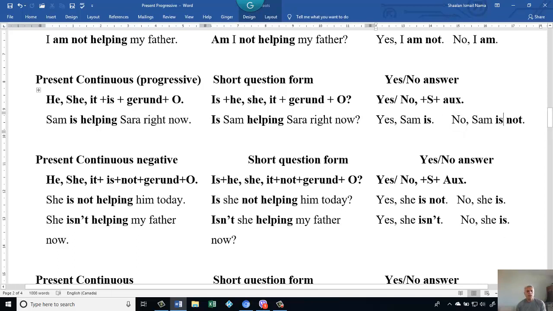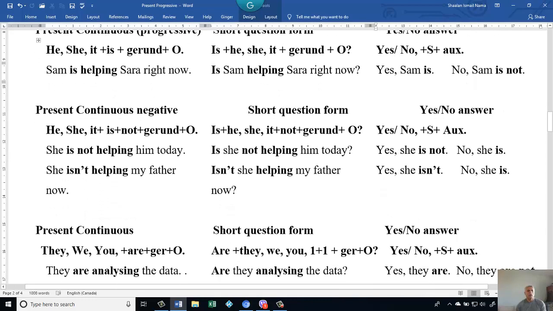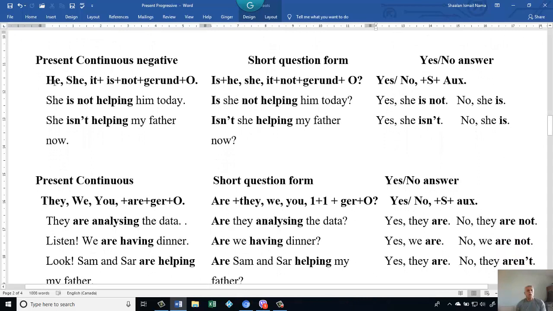If we look at the sentence here, she is not helping him today. Subject, auxiliary verb, negative, then ing form. Then we place the is in front of the subject, and we keep the rest of the sentence as it is. Yes, she is not. If she is really not helping that person, then we say yes, she is not. Or we say no, she is. Then it means that no, she is helping that person. Maybe the person who is listening misunderstood.